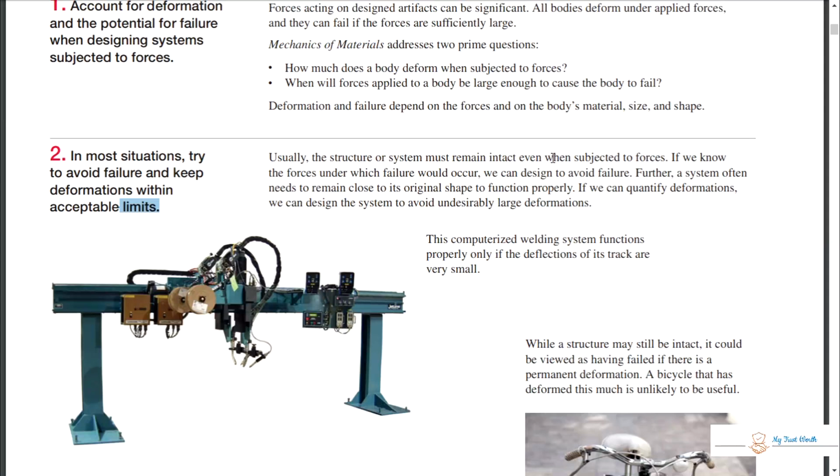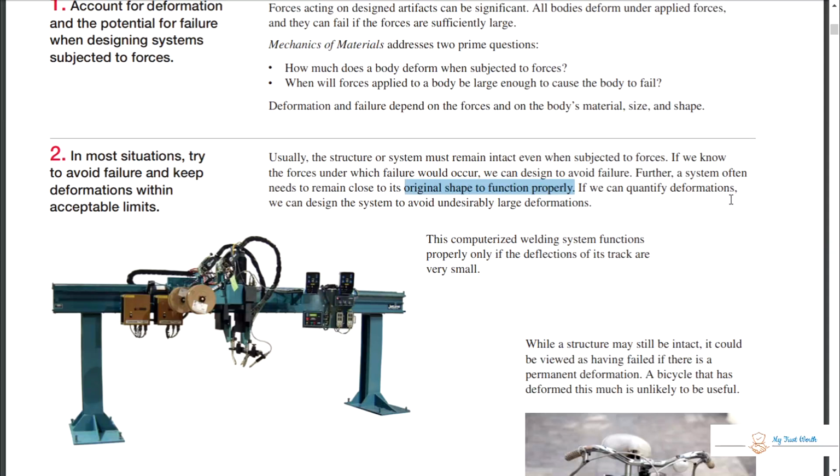Usually the structure and systems must remain intact even when subjected to forces. If we know the forces under which failure would occur, we can design to avoid failure. Further, a system often needs to remain close to its original shape. The nearer and more precise your body's shape is to the original unloaded member, that is, the undeformed one, the better.